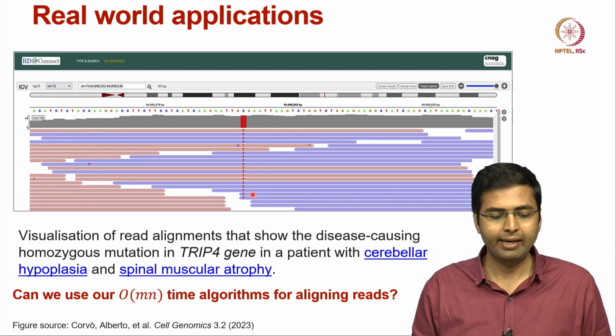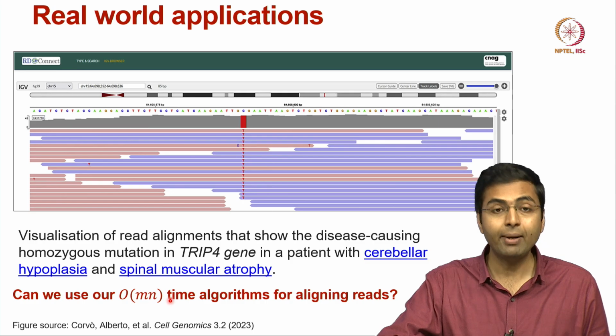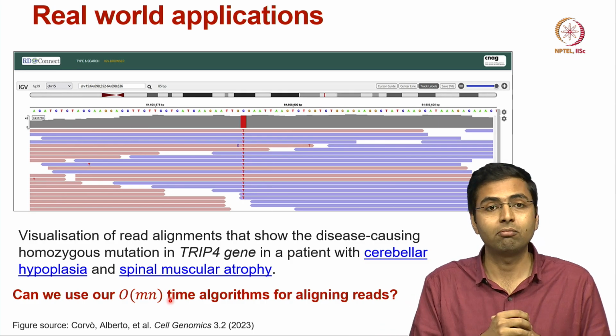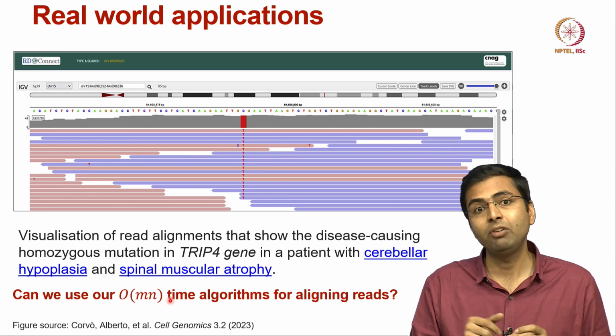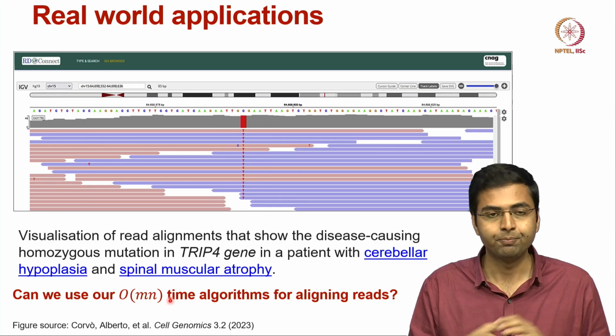Let us look at a scenario where we will see that sometimes these order m n dynamic programming algorithms may not be suitable for dealing with large amounts of data, and therefore, we may need heuristics at that point to make the process faster.